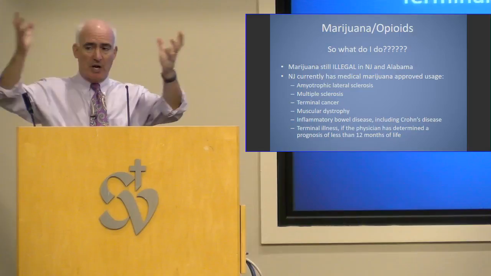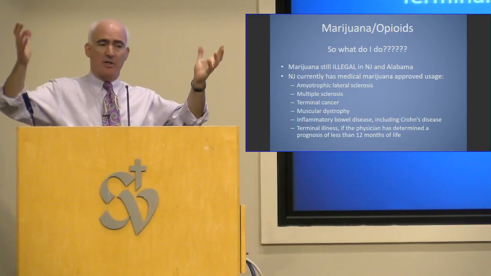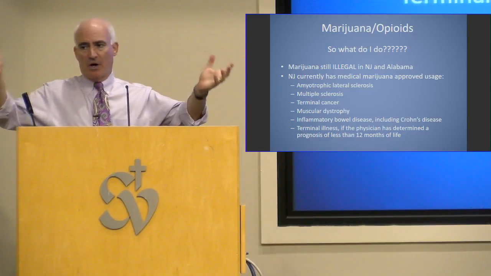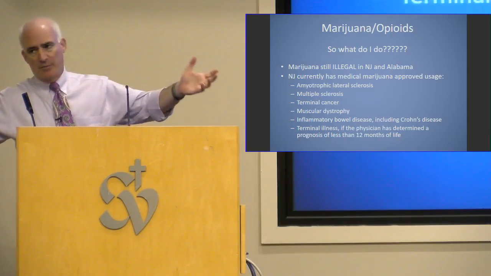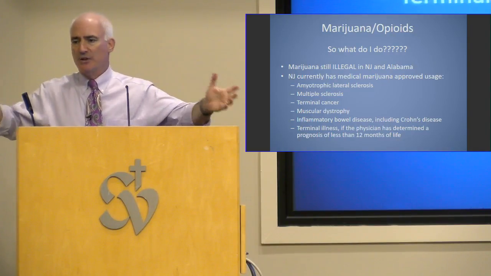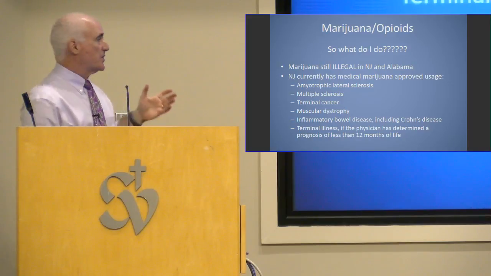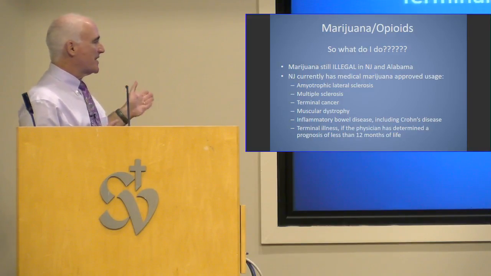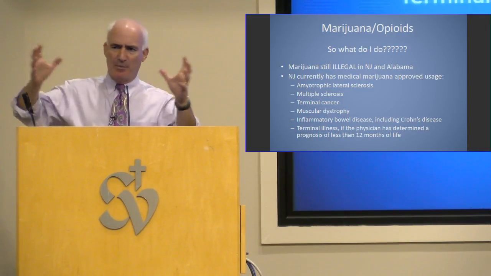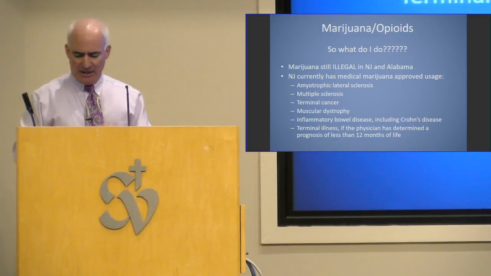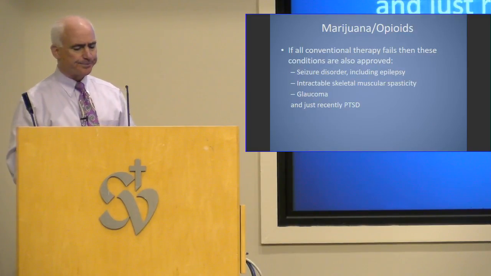Now, this is more of a generalized terminal illness. This could be anything then. This could be heart failure, this could be pulmonary fibrosis, this could be end-stage liver disease. If it's determined that the prognosis is less than 12 months of life. So they kind of put an out in there, but again, the key is terminal.